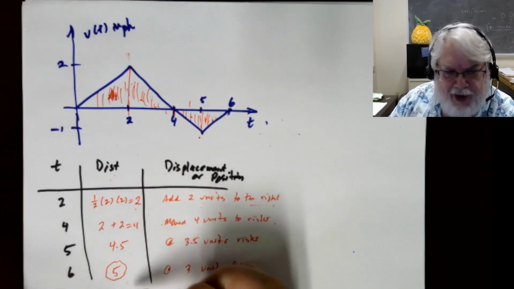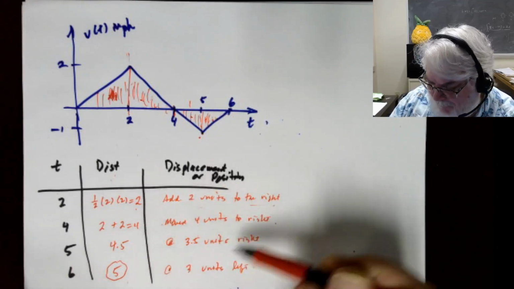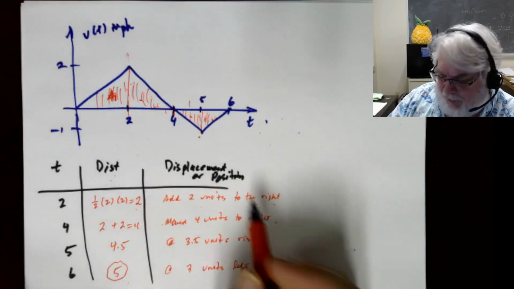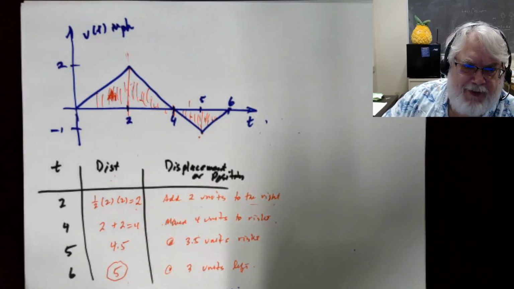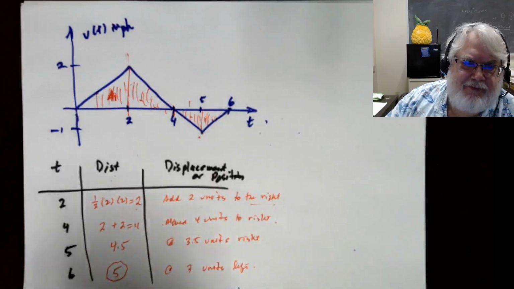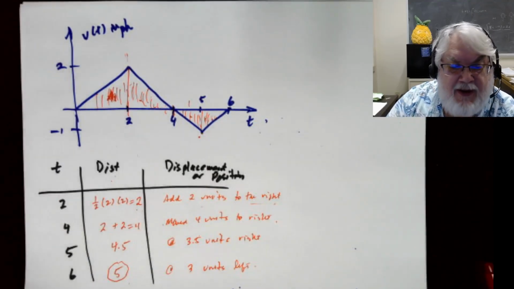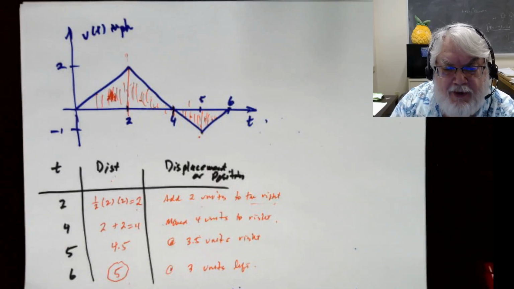Okay, so distance is always, think of it as always positive. Displacement or position could be positive or negative because it has a direction. Positive will be to the right, typically. Negative to the left. Good. All right. I think we'll pause and we'll set up another example.